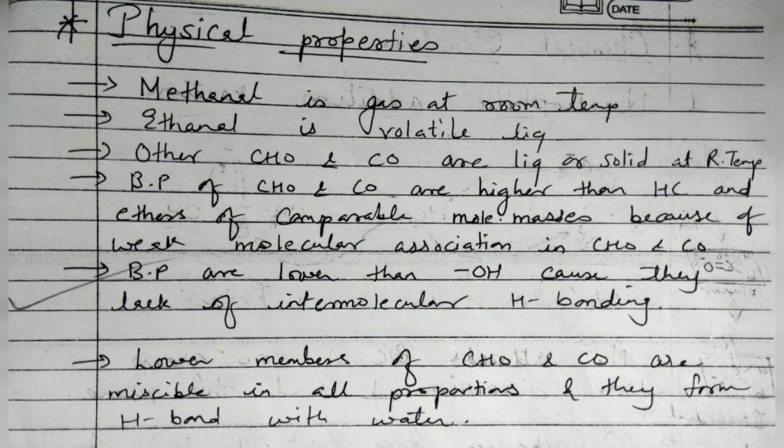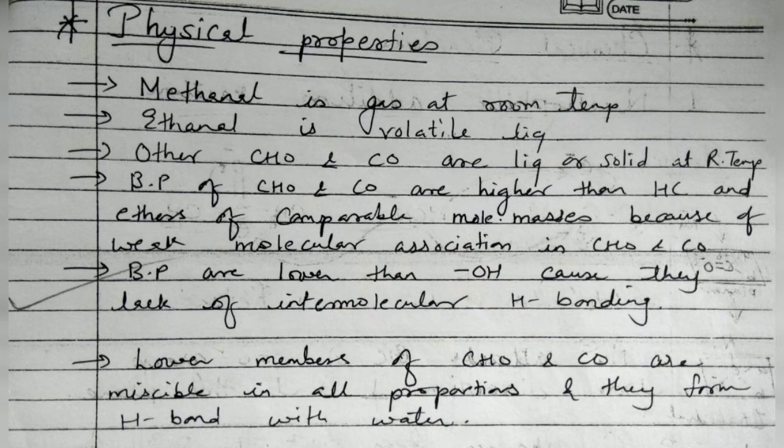Fine. Next, physical properties. Dear student, methanol, the first member, is a gas at room temperature. Ethanol is a volatile liquid. डियर स्टूडेंट, आप समझ सकते हैं कि जितनी कार्बन की चेन छोटी है उसकी प्रॉपर्टीज चेंज हो रही है. पहला मेंबर गैस है रूम टेम्परेचर पे, दूसरा है लिक्विड. जैसे जैसे कार्बन की चेन बढ़ती जाएगी वैसे वैसे they will be becoming a solid.